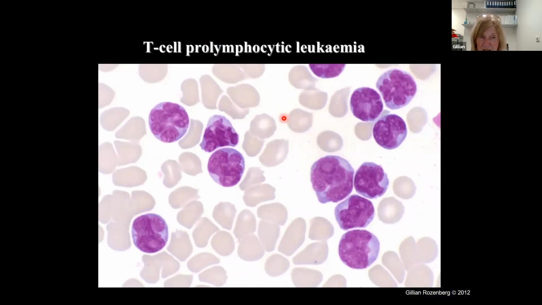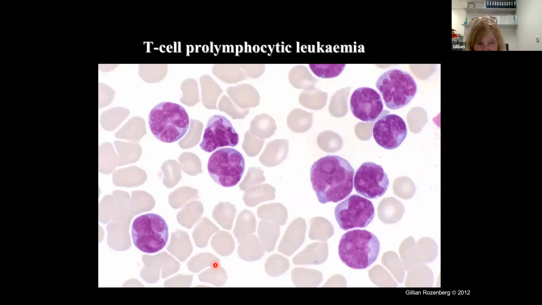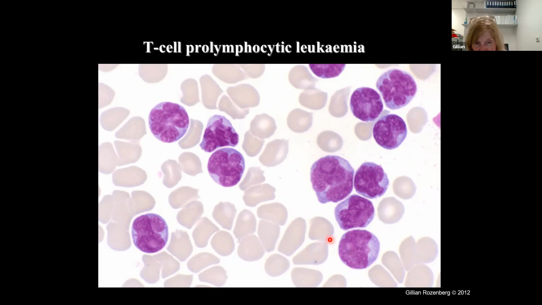So this is quite rare. And these are showing you the clover leaf shape of the nucleus. There's a nucleolus there. There's possibly a nucleolus here. And one here. And even one here. But this is a T cell.